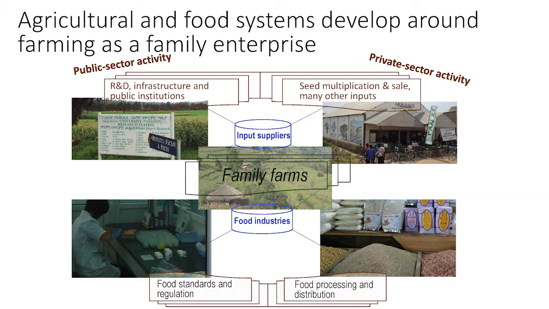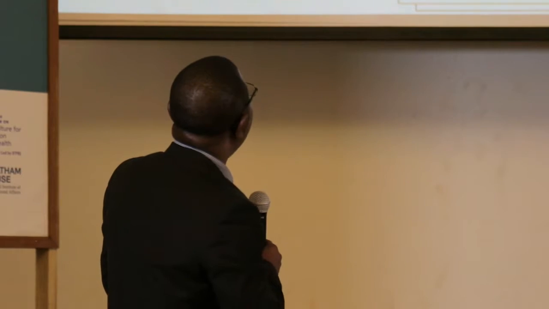Government provides subsidies for our agro input dealers, fertilizers, to supply to our farmers. So government plays a major role. Seed multiplication is also government controlled. Few private sector activities go into seed multiplication. So we have R&D provided by the public sector. Then we also have private sector activity like seed multiplication and sales.